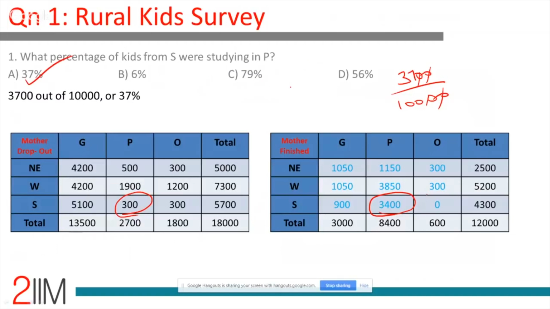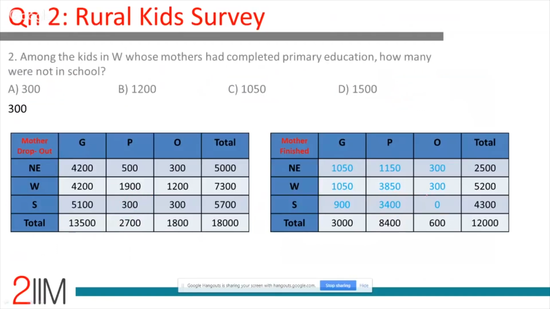Nailed it. Next one. Among the kids in the West whose mothers had completed primary education, we're looking at this table in the West, within this 5,200. How many were not in school? 300. Yeah. Choice A. If questions number 3 and 4 are also this easy, we've got it made. Luckily enough, or as expected, that's not going to be the case.